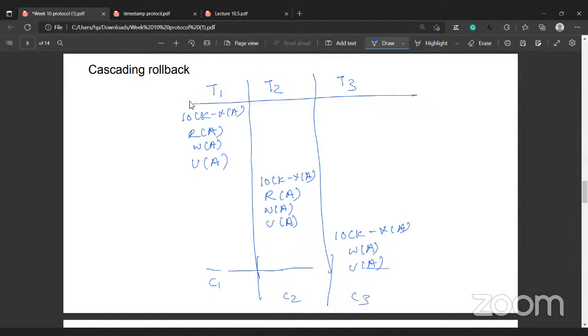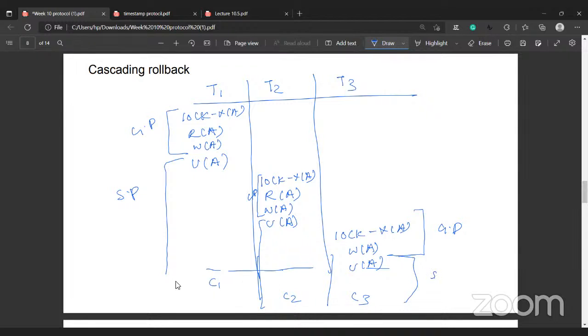Yes, sir. You can see that this is the growing phase and this is the shrinking phase for transaction T1. And for transaction T2, this is the growing phase and this is the shrinking phase. And for transaction T3, this is the growing phase and this is the shrinking phase.